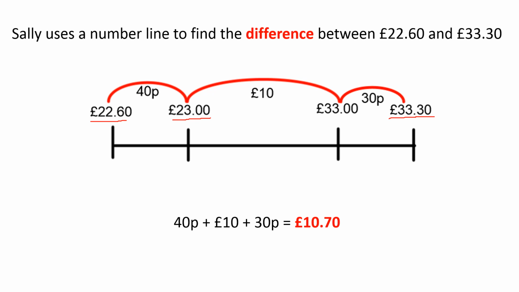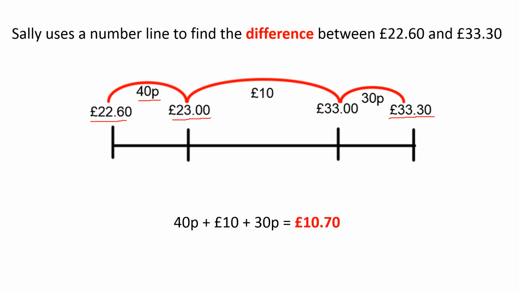60, 70, 80, 90, 100. If you count with your fingers as well, you'd have 4 fingers, and that would be 40 pence. So 60 pence plus 40 pence is £1. So that would get us to £23 over here. So let's underline that. We have 40 pence over here, and we can do a little jump over here.